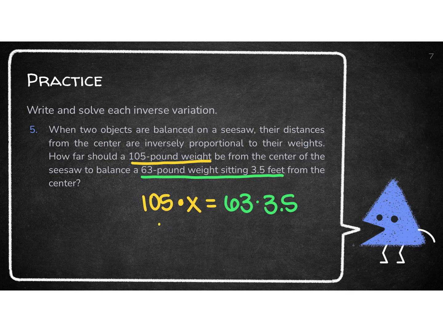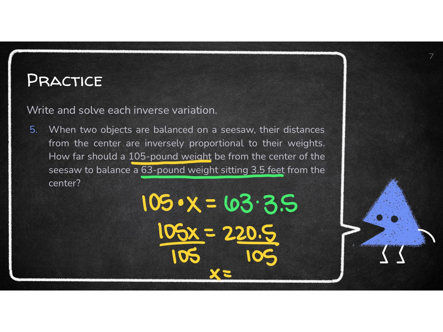105 times x gives you 105x. 63 times 3.5 gives me 220.5. To solve, divide, and I get x equals 2.1. Remember, your answer needs labels if they're word answers or word problems. So we need to look at which label we're missing. We have two that are pounds. We only have one that is feet. So our missing label must be feet.